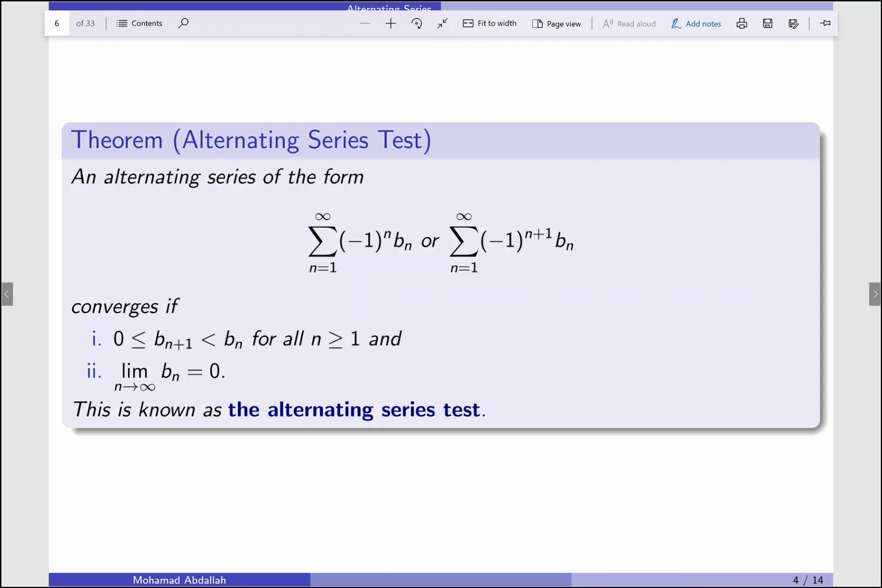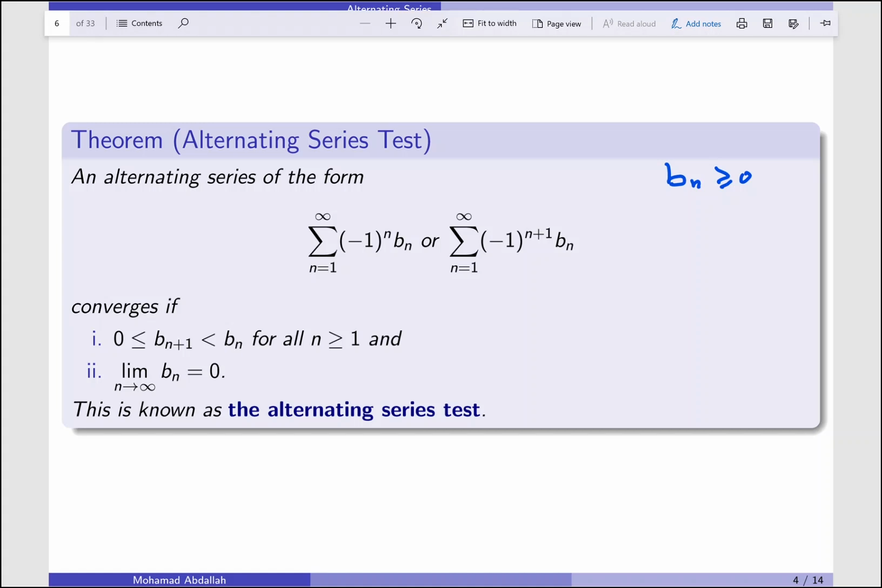So now we will give a test called the alternating series test. This test will allow us to determine whether an alternating series is convergent or divergent. Okay. So first of all, we're going to have an alternating series. Remember that the Bn here is a positive quantity. So the alternating series converges if I have these two conditions.